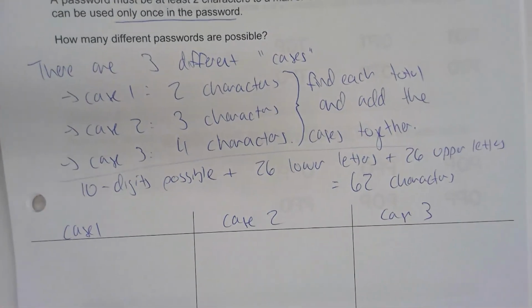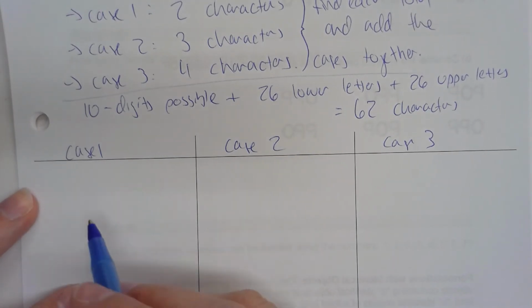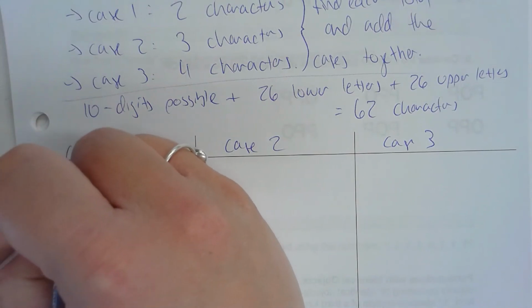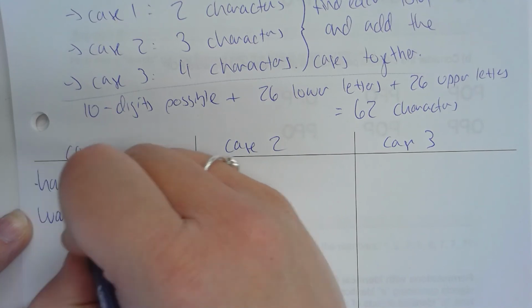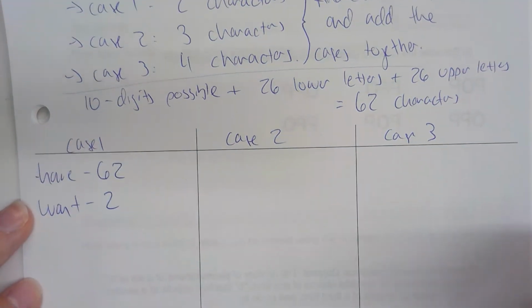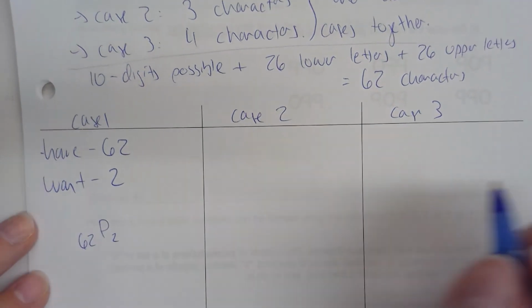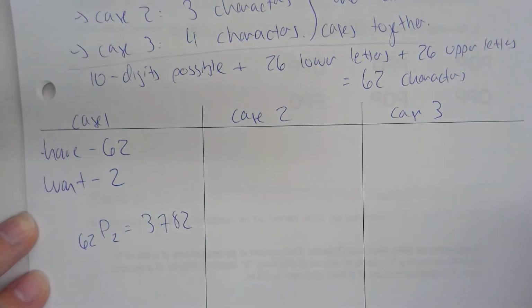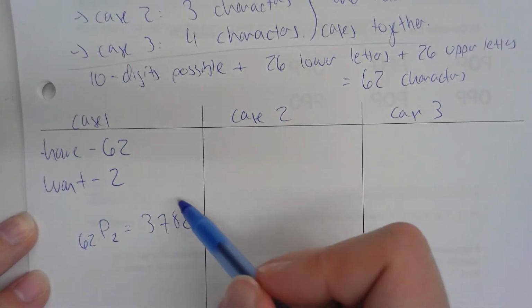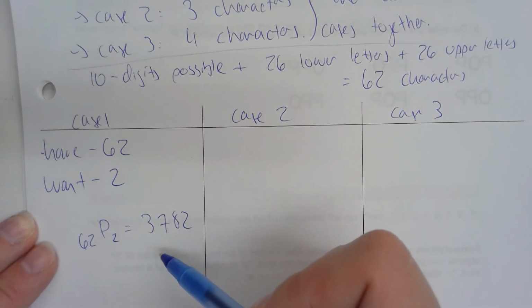Okay, so case 1, case 2, case 3. My writing is getting worse as we go here, but that's okay. Okay, 2 characters. So I have 62 characters at my disposal, and I want 2 of them. So we say 62, pick 2. I'm going to use my calculator, and I got 3,782. There's almost 4,000 different passwords, which is actually not that many in terms of passwords, right?